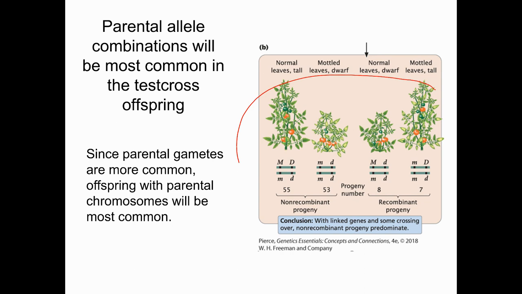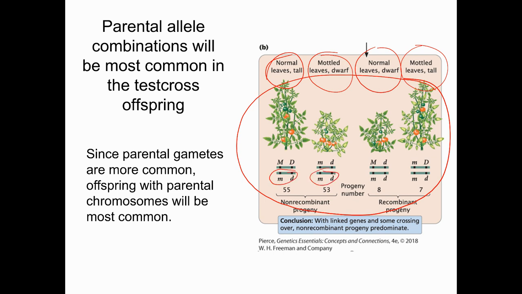So this is what your offspring would look like from this cross. You wouldn't be able to see the chromosomes. You would have something that's normal leaves tall, mottled leaves dwarf, normal leaves dwarf, and mottled leaves tall. And what you'll notice here is that this bottom chromosome is the same every time, because remember, that came from that completely recessive parent. But what we really want to focus on is this top chromosome, because that's really the one that's dictating what the phenotype is.